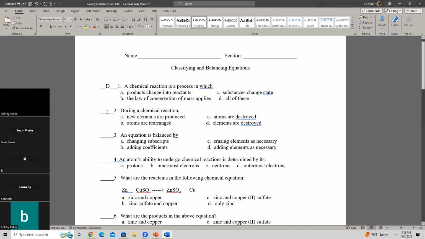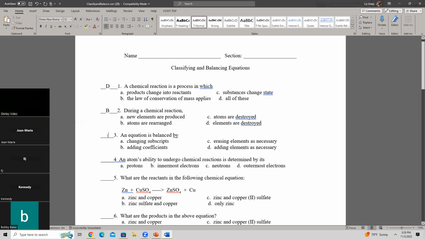Okay, the next one. During a chemical reaction, what happens? You have to be careful with these semantics, because that's exactly what this is about. The atoms are rearranged. Yes, D, that's the only one. The other things, nothing gets reproduced or destroyed, remember?